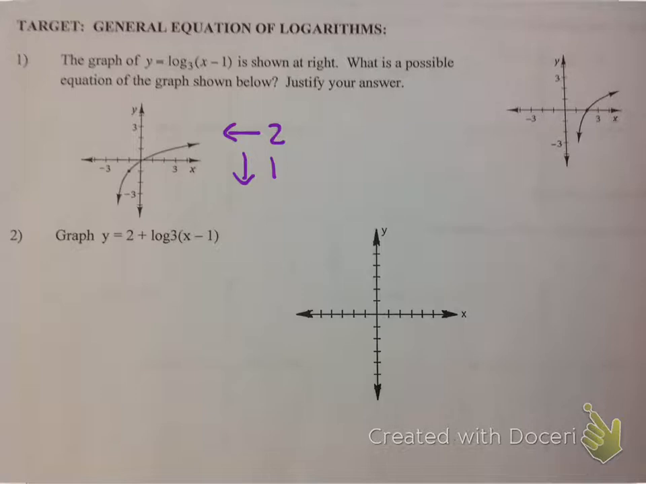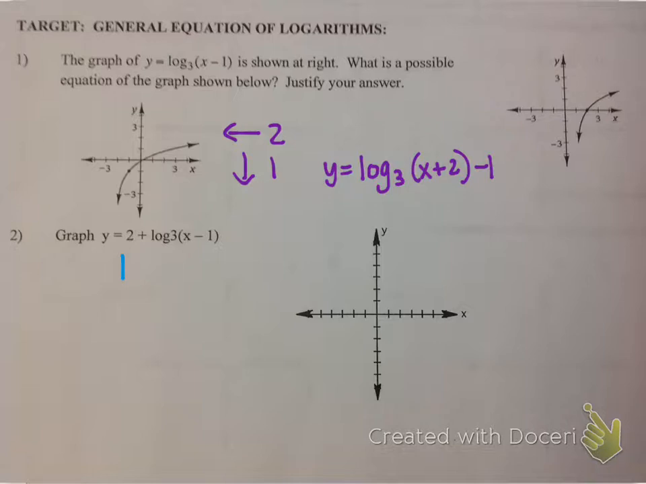Okay, so given that information, I can write my equation of this function using what we know about h and k in our transformations. Since we're talking about log base 3, one of your possible examples could be y equals log base 3 of x plus 2 minus 1.